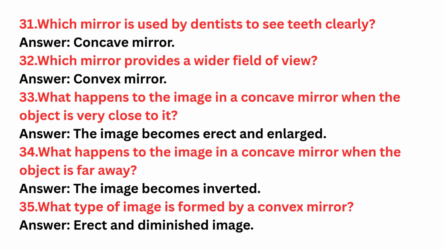Question number 33. What happens to the image in a concave mirror when the object is very close to it? Answer. The image becomes erect and enlarged. Question number 34. What happens to the image in a concave mirror when the object is far away? Answer. The image becomes inverted. Question number 35. What image is formed by a convex mirror? Answer. Erect and diminished image.